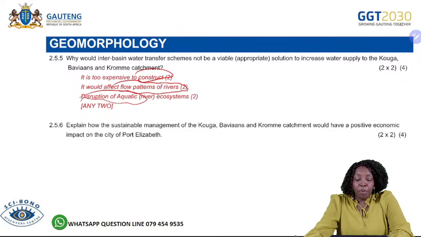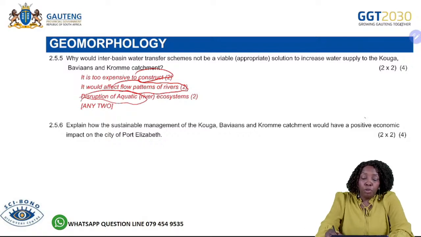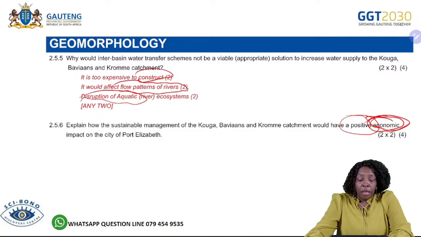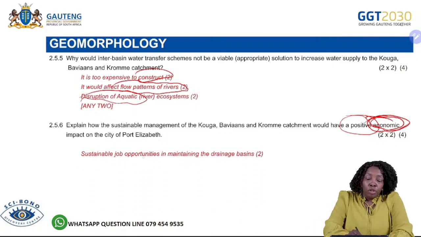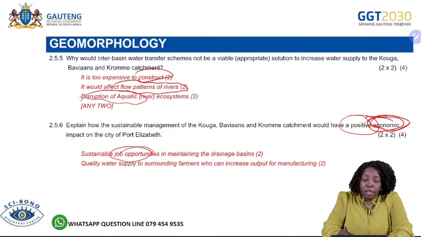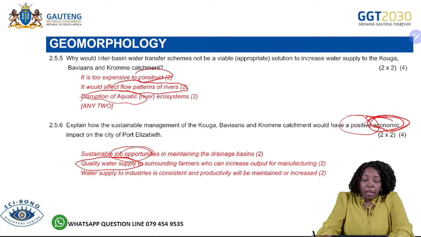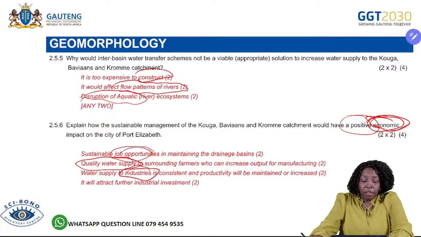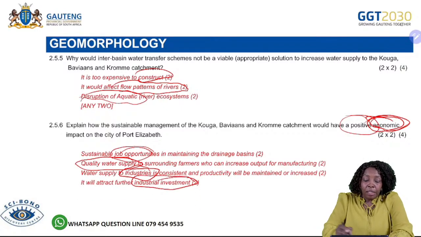Explain how the sustainable management of the Kouga, Baviaans, and Churchill catchment would have a positive impact. So we're looking at the positive economic impact. So here now you must be very careful. You only have to focus on the economic impact in the city of Port Elizabeth. So your key areas are job opportunities. There would be a supply of water quality to the farmers. And then the industries will also benefit as consistent productivity is maintained. It will attract further industrial investment.